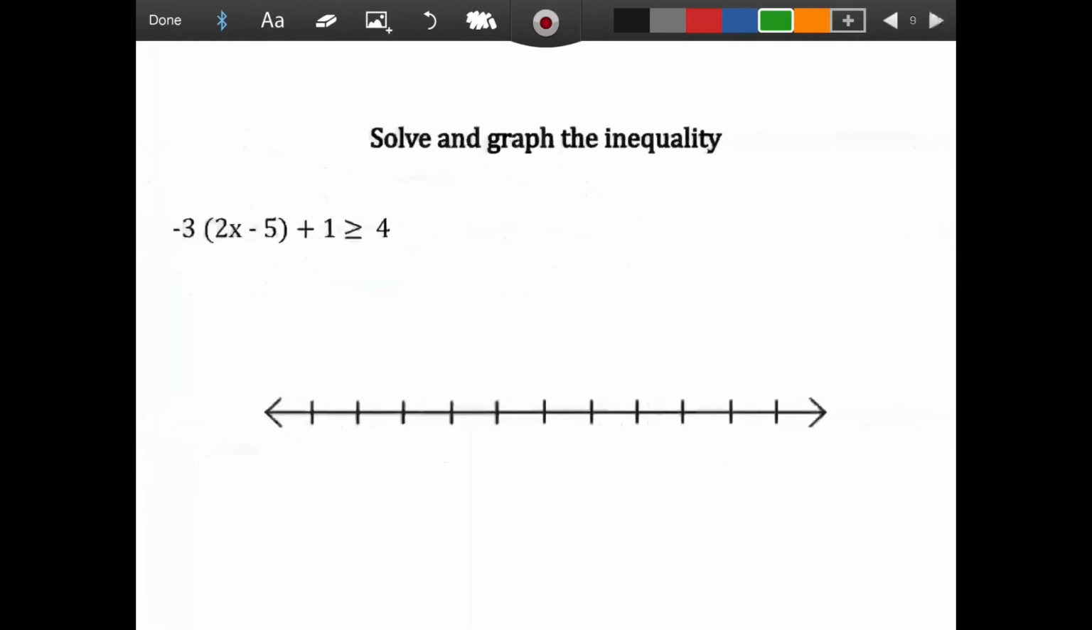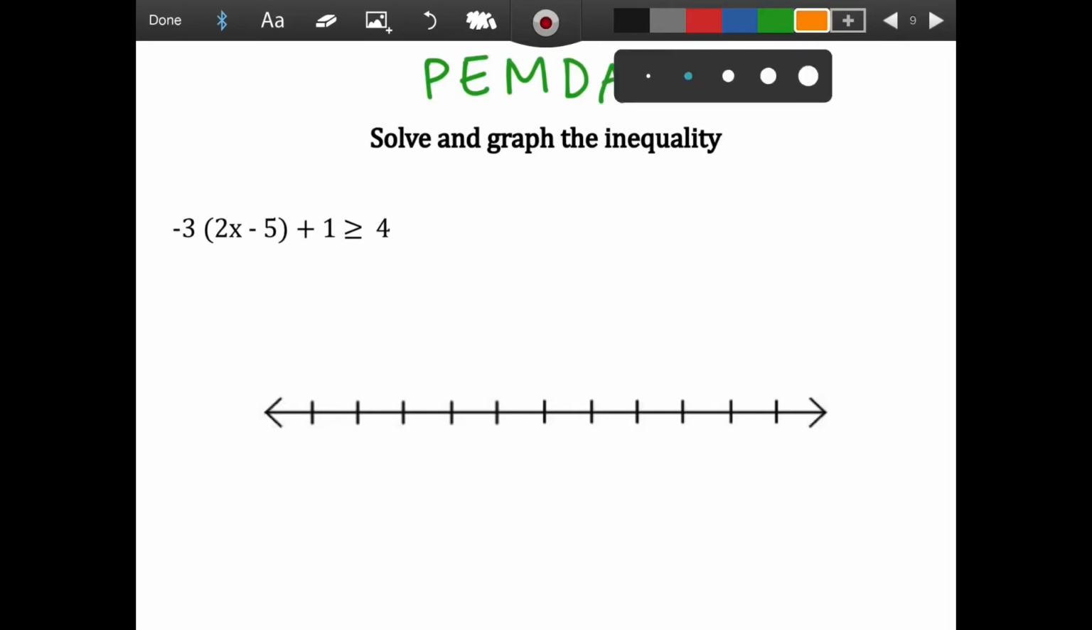Another example, we have solve and graph the inequality negative 3 times 2x minus 5 plus 1 is greater than or equal to 4. Now we have a couple of different terms on the left side. When you're solving equations, remember, for simplifying, we use PEMDAS, right? That is the acronym that we use. Parentheses, exponent, multiplication, division, addition, subtraction. When you're solving, you're working backwards from PEMDAS. So we're working in the reverse order.